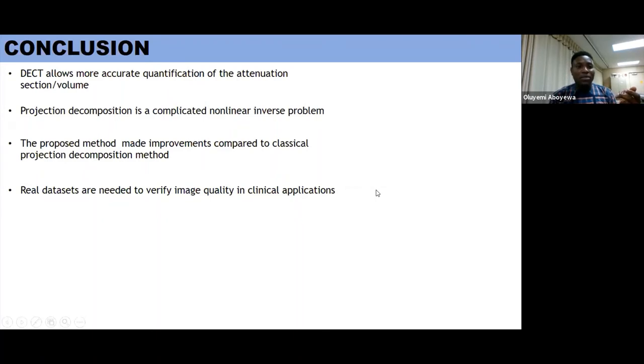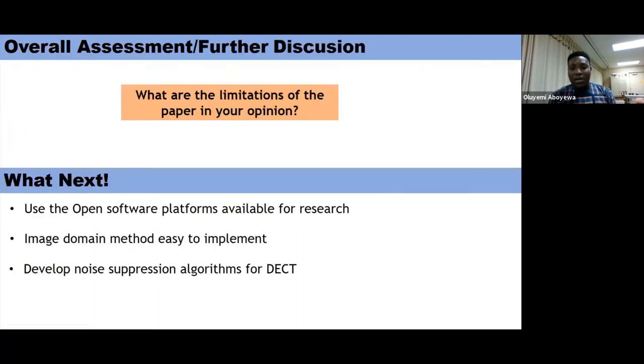And from that, I just have the limitation of the paper. What we can do next is explore the open software platforms that are available. The image domain method is a little bit easy to implement because you are just working with matrices and doing inversion. As long as that decomposition matrix is invertible, that is, it has a non-zero determinant, you can easily work on that to get the image domain method implemented. And then you have two sets of images that tell you information about the chemical composition of your actual image.